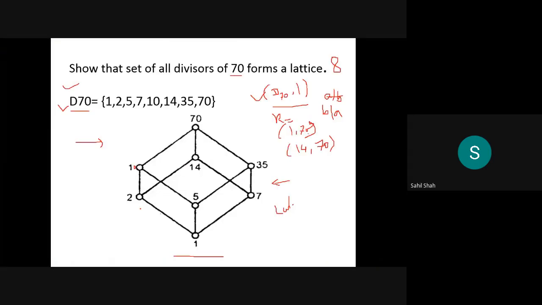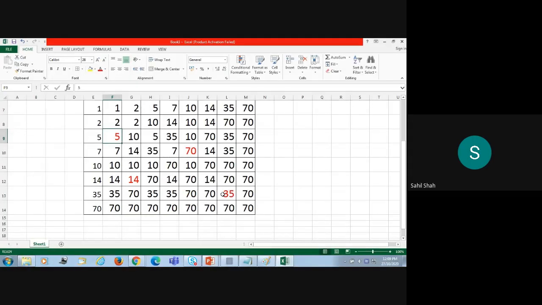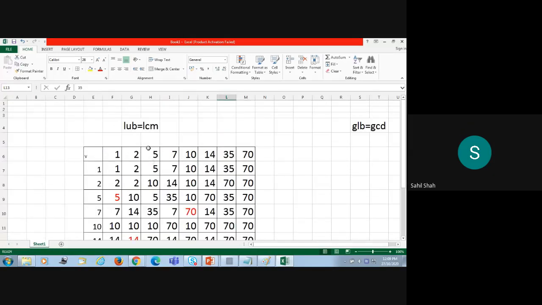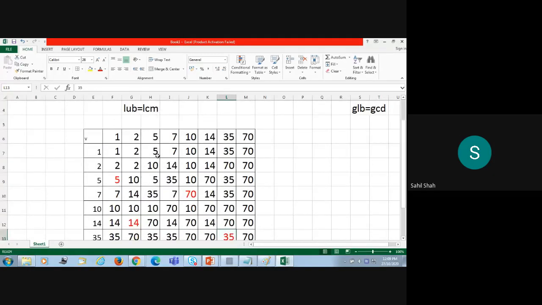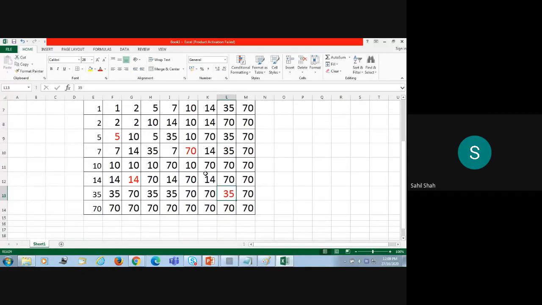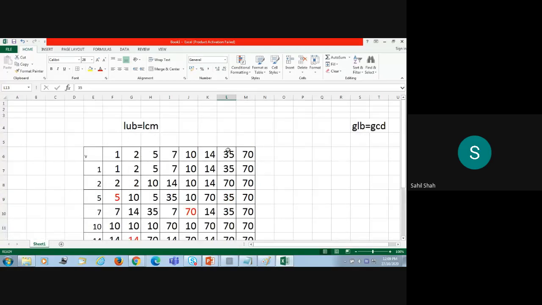For 14, I am observing that 70 is an upper bound. For 2, 10, 70 is an upper bound. Which one is least? 2 is having 14 as an upper bound as well. So 14 will be the least upper bound. In a similar manner, you can check for 35 as well. So this is the table of LCM. In examination, you are supposed to draw this table and explain that there is no single entry which is absent. Hence, the least upper bound exists.